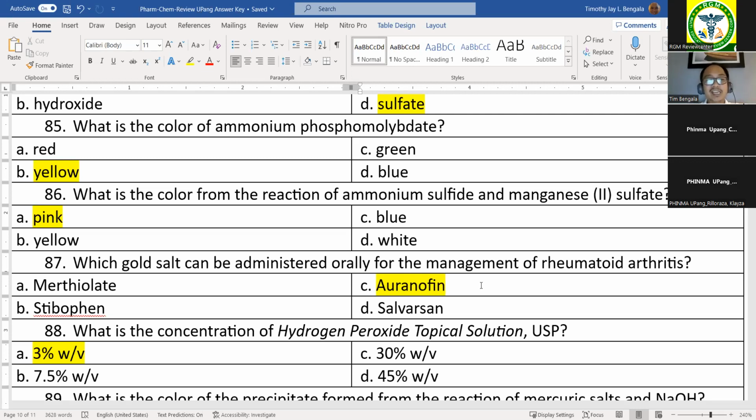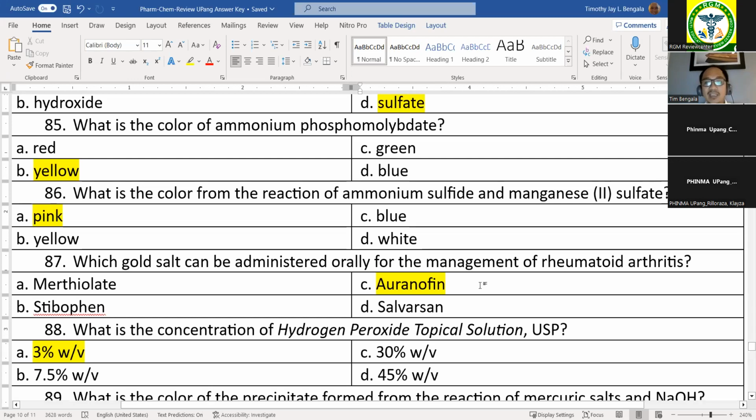Merthiolate would be yung mercury containing. Nandyan yung mer, tsaka yung thio kasi yun yung laman ng merthiolate. Thio group, sulfide, sulfhydryl, tsaka mercury. Yung stibofen, nandun sa pangalan, antimony, yung stibnium, di ba? Ang old Latin name ng antimony, kaya SB yung kanyang chemical symbol. And then salvarsan is arsenic containing at ito ay microbial. And again, ARS would be for arsan. So from there, pwede mo na ma-identify sino yung gold salts from the name of the compound itself. Yun naman yung sinabi ko, the name will give you a hint kung sino siya.